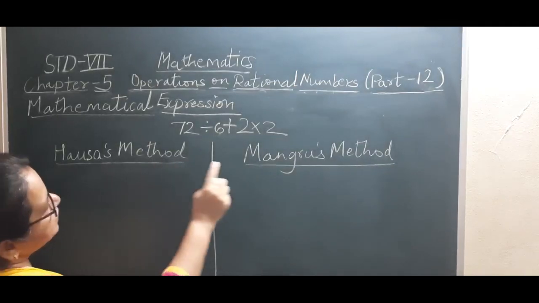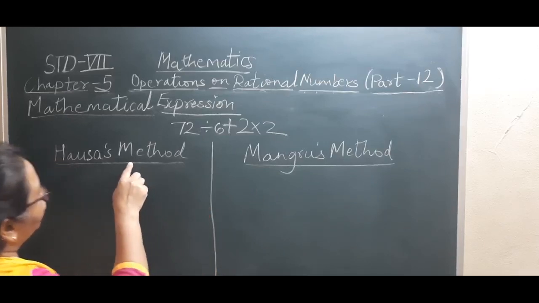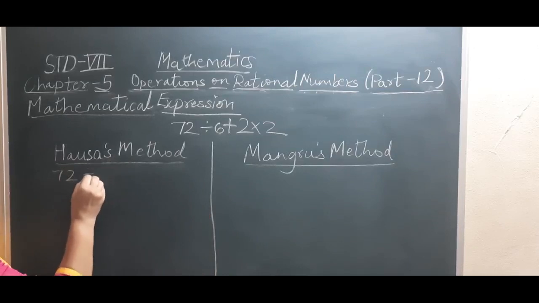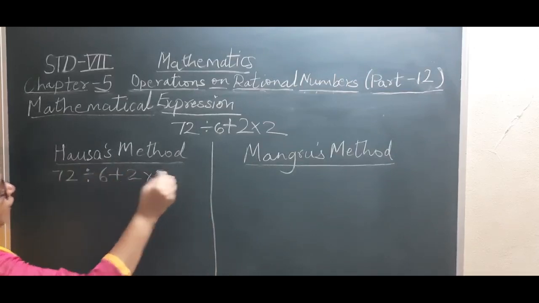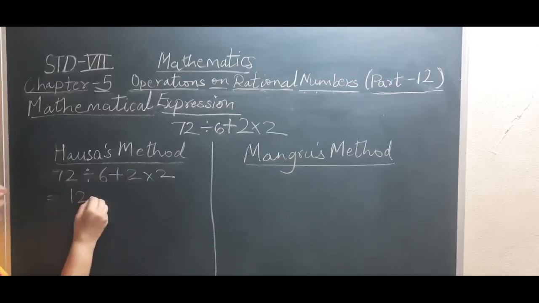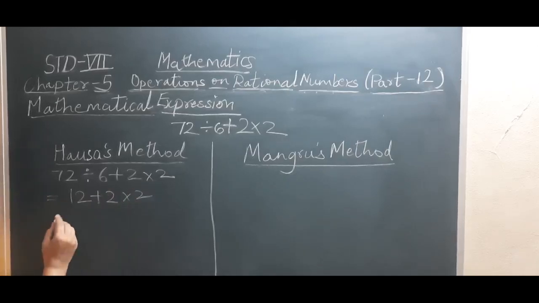That is the Hauser's method and Mangrou's method. So let's solve by Hauser's method first. Copy the expression as it is, 72 divided by 6 plus 2 into 2. Children, you already know the table of 6. So 6 12s are 72 plus 2 into 2. We are going to write as it is.